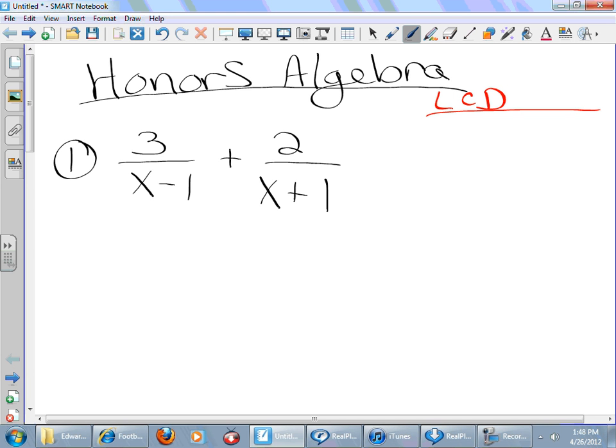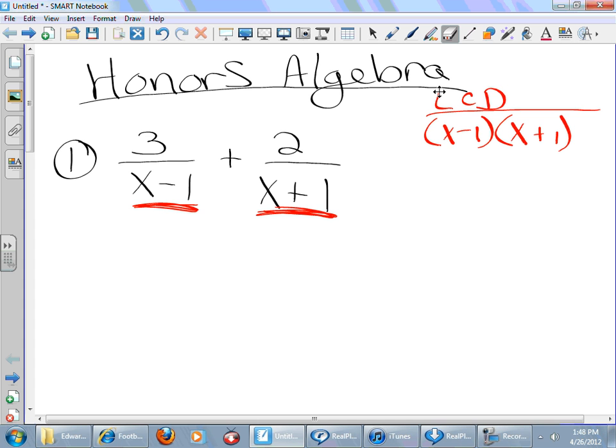The first thing I'm going to do is look at these two fractions. I'm going to look at the denominator on the left, 3 over x minus 1. I know that x minus 1 has to be a part of my LCD somehow. So I'm going to write x minus 1 as a quantity over there. That has to be part of my LCD, right? You can't just write x over there because x doesn't account for an x minus 1 or an x plus 1, right? Then I notice that I need an x plus 1 in my denominator, my LCD.